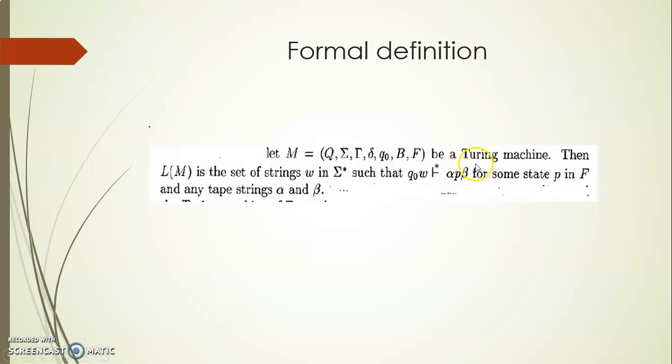So if it lands in a configuration like this, what does it mean? Alpha and beta say that any tape strings can be of input symbols or of blank. But what is the important condition? P is some state in F. Why some state? Because F is a set of accepting states. So it can be any one of the states present in F. So this is the formal definition of the language accepted by the Turing machine.